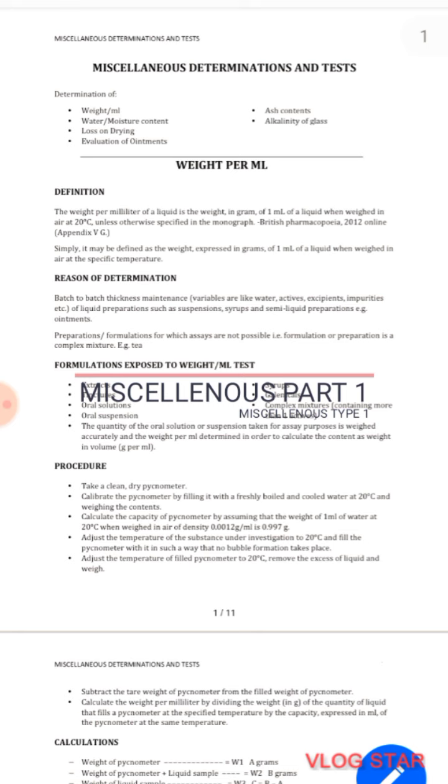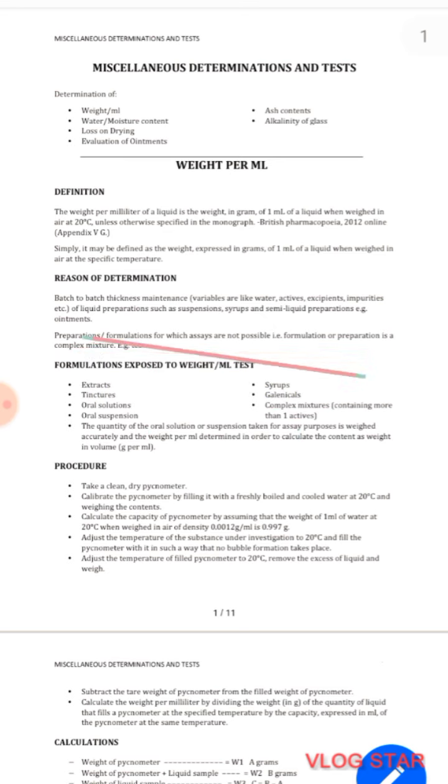Today we discuss a topic that is weight per ml. The chapter is about miscellaneous determinations and tests. Here we discuss weight per ml, water moisture content, ash, alkalinity of glass, etc. The weight per ml test is used mostly for those substances where we have a liquid, 1 ml of liquid, and we want to find out the solid concentration in that liquid. So we call it weight per ml.